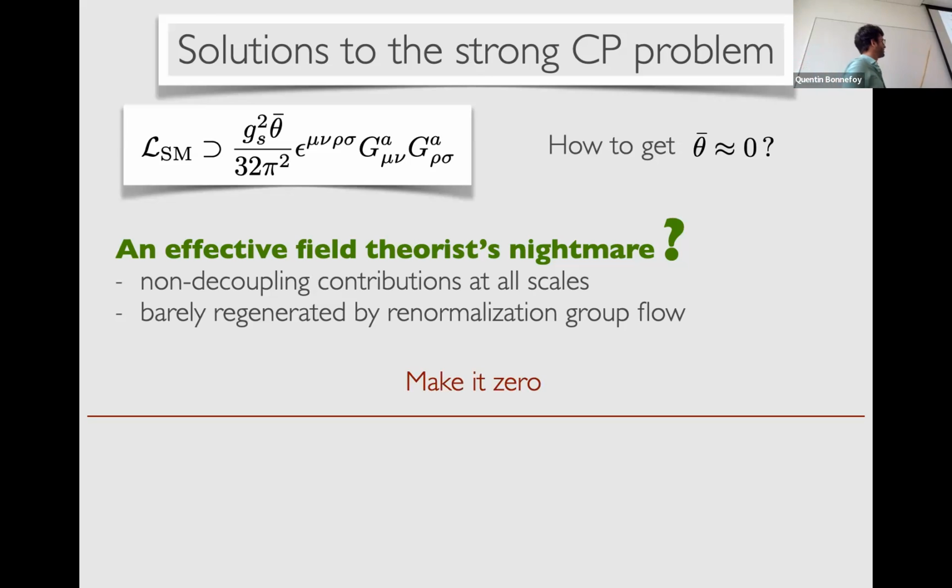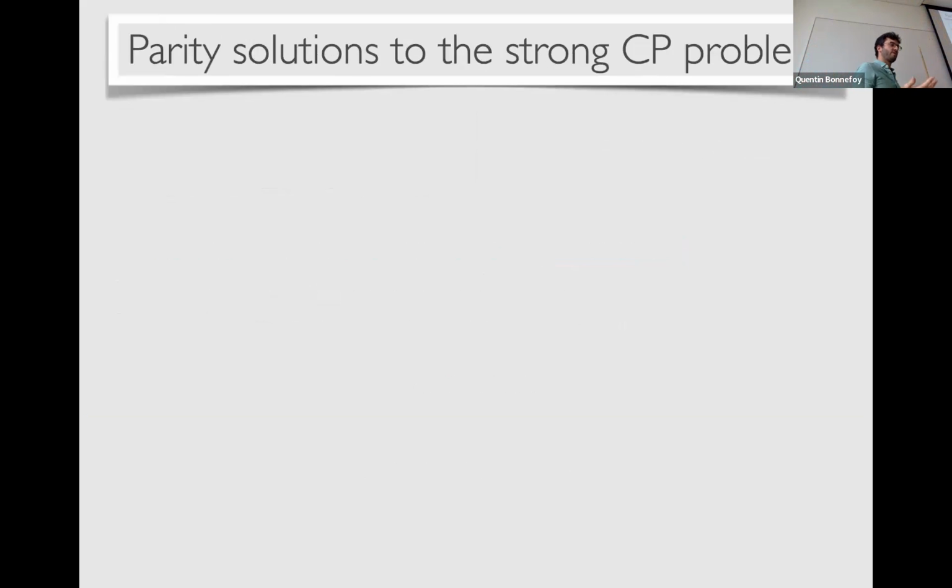And the way to make it, so you want to make it zero at some scale and you want to keep it zero at all scales. And the way to do it is to use symmetries. So as I was saying earlier, this GG-dual operator breaks both P and CP. So if P and CP happen to be symmetries at some scale, then at that scale, the theta angle has to be zero. And then you want to rely on this to make it zero also in the IR. So that logic is at the core of P or CP solutions to the strong CP problem, and I'll focus mostly on parity.